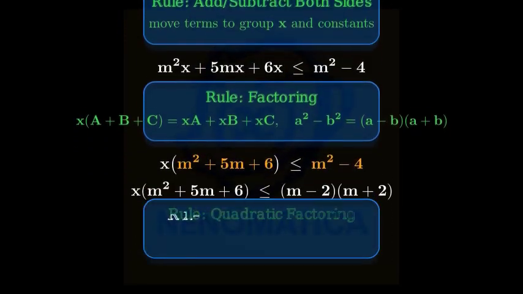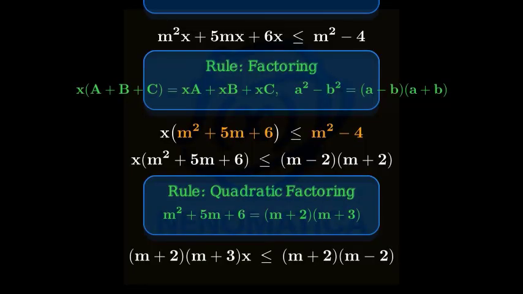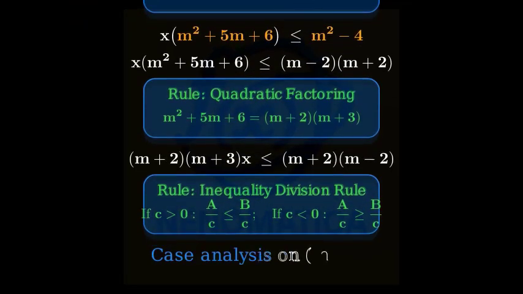Step 5, factor the quadratic m squared plus 5m plus 6 into m plus 2 times m plus 3. Step 6, perform a careful case split by the sign of m plus 2 before dividing. We will consider 3 main cases: m plus 2 positive, 0, and negative.